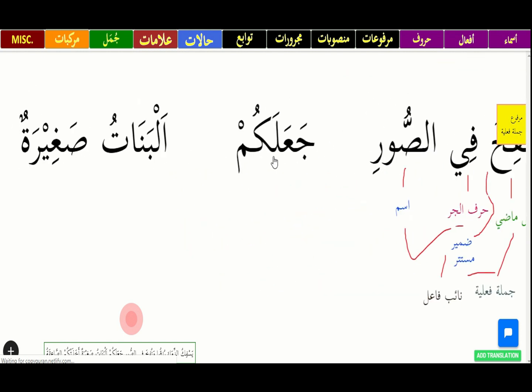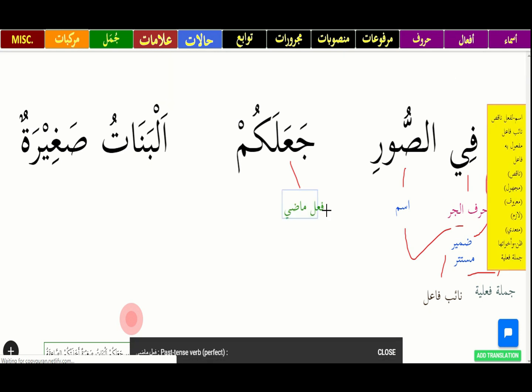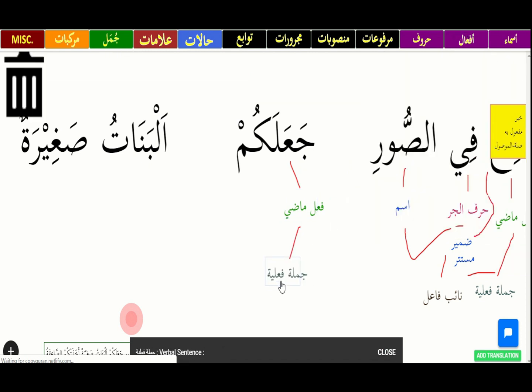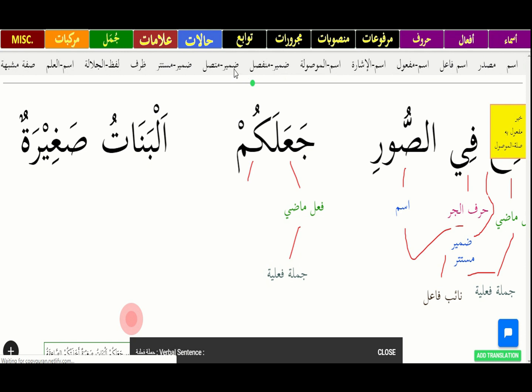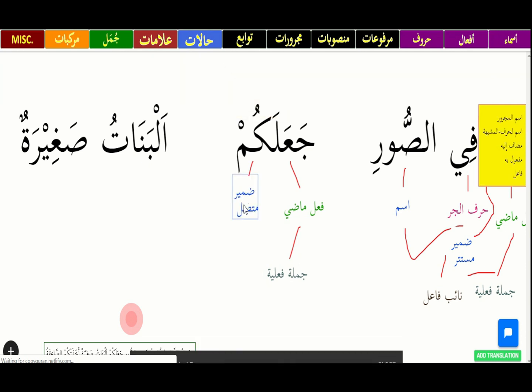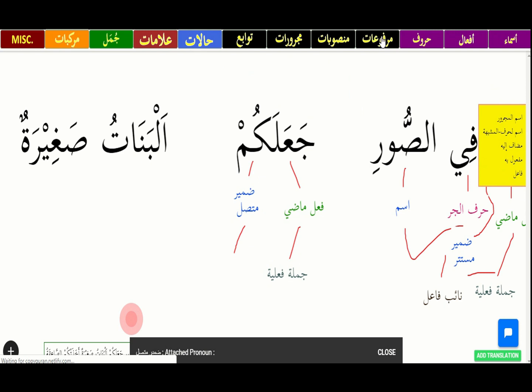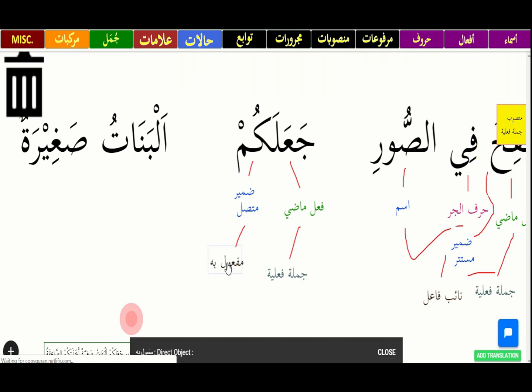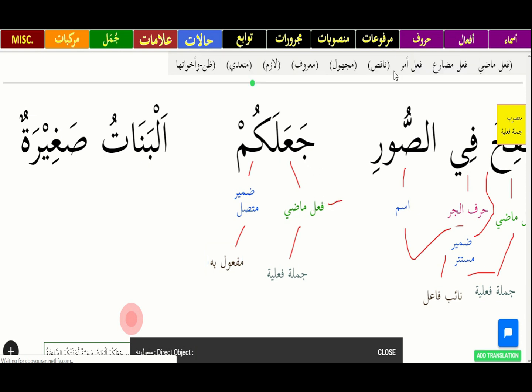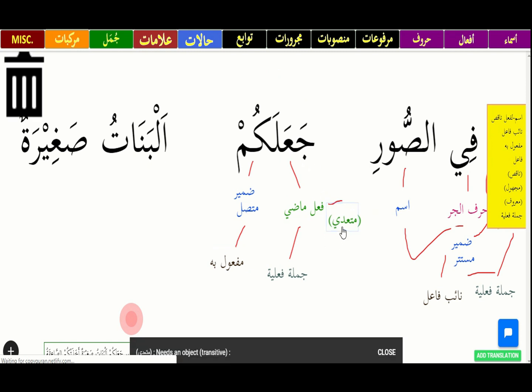Next one, ja'alakum. So ja'ala, that is fi'al madi, and it is not passive, so it's active, so we'll just say fi'al madi. And this is going to be a jumla fi'aliya, and this kum is an attached pronoun, damir muttasil, and it will take the role of maf'ul bihi, because ja'ala means to make, so that means this verb is muta'addi. Let's put that over there, meaning it demands that there should be a third part to the sentence.